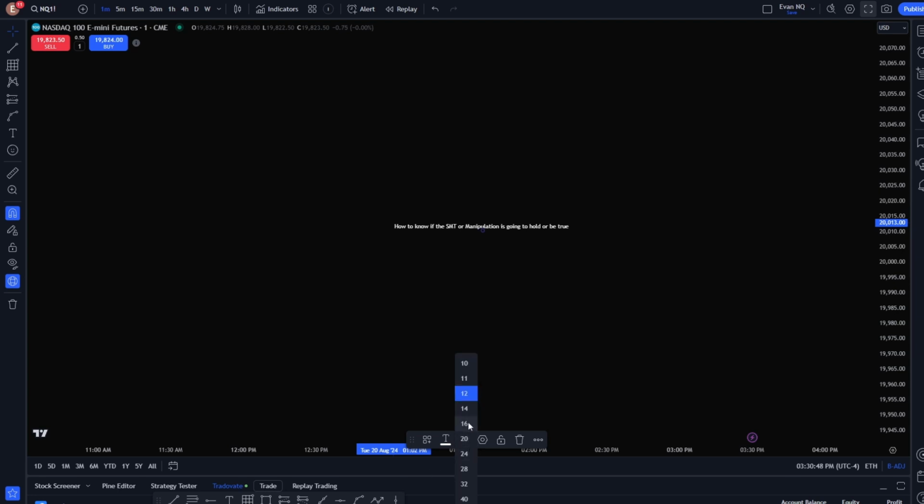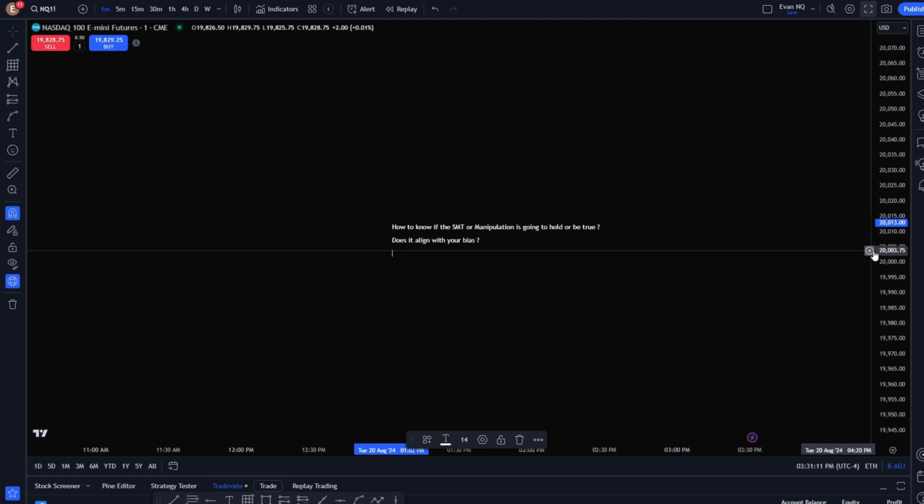So, 1. Does it align with your bias? I want you guys to write this down, or just keep this in mind. Ask yourself this whenever you see manipulation looking for a trade. Does it align with your bias? Is it, and this is a very big one, in an area where we expect to reject? Right? Is it in an area where we expect to reject?